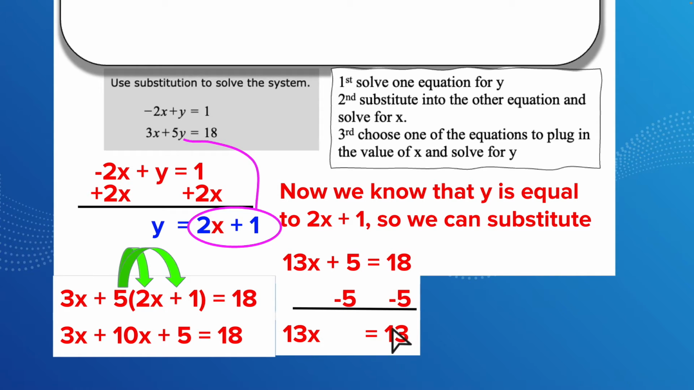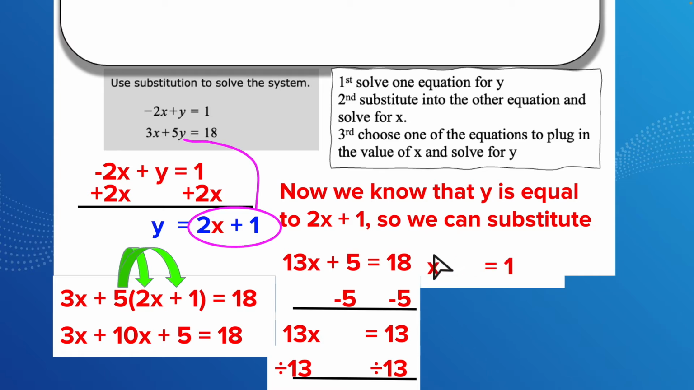So now my last step is to undo the multiplication that's happening here. So I'm going to divide by 13 on both sides. 13 divided by 13 is 1. It's the same thing on this side. 13 divided by 13 is 1. I don't have to write 1x. I can just write x equals 1. So we automatically assume that if we see a variable with no number in front of it, it's automatically a 1 in front of that variable.